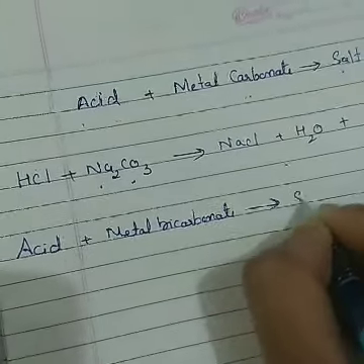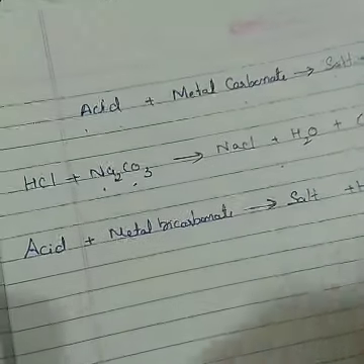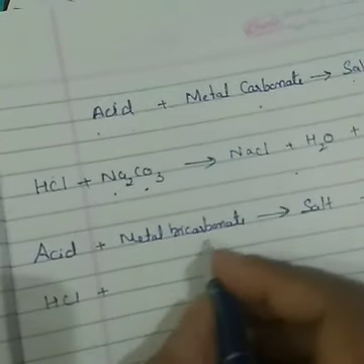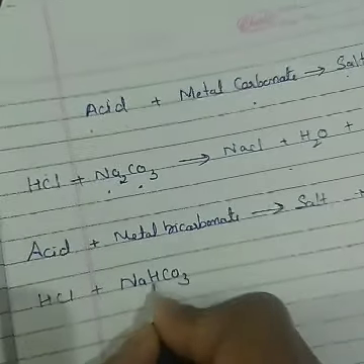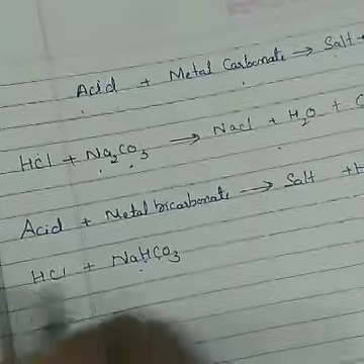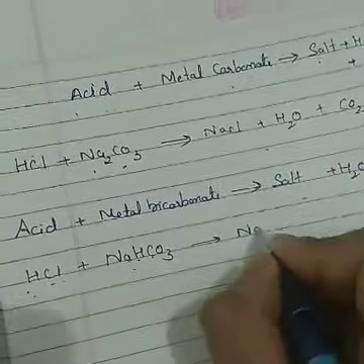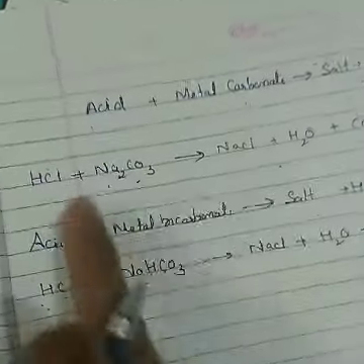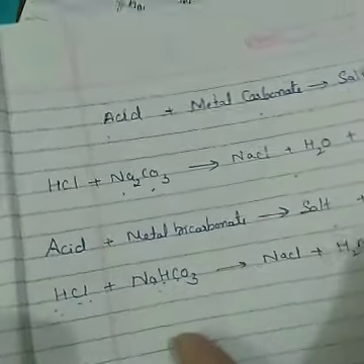It also forms salt plus water plus carbon dioxide. Suppose we take a metal bicarbonate, that is NaHCO3. This is bicarbonate. What is bicarbonate? HCO3 minus. So whenever sodium bicarbonate reacts with the acid, it forms salt. Salt means NaCl plus water plus carbon dioxide. Please balance the equations. I'm not balancing, but you have to balance the equation.